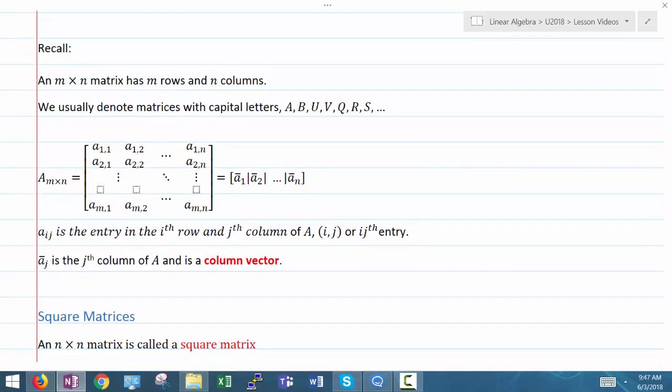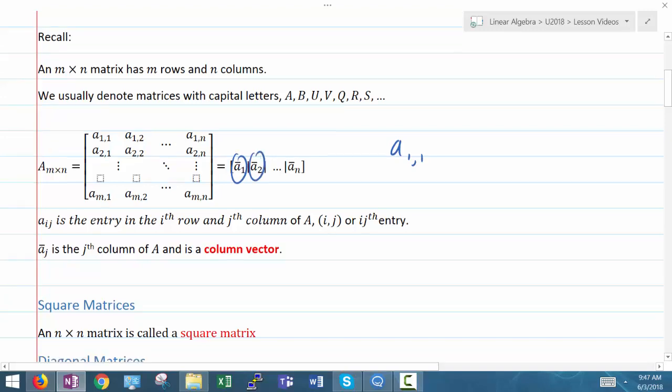So quickly recall that an m by n matrix has m rows and n columns, and we use the lowercase a and then subscript notation to indicate the entries of the matrix. And we also use a bar sub 1 and a bar sub 2 to indicate the columns of the matrices.